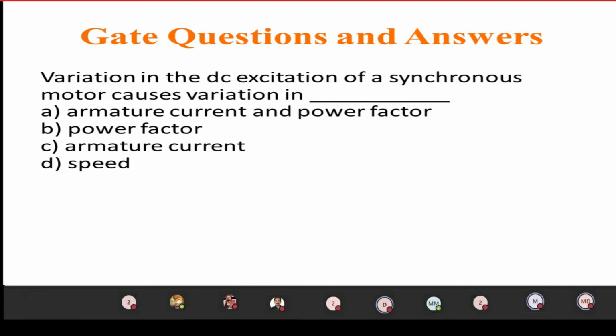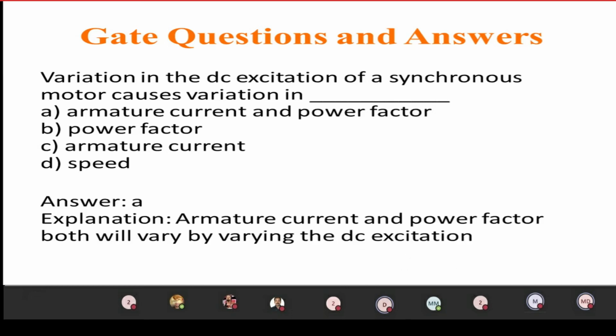The variation in DC excitation of a synchronous motor causes variation in: armature current and power factor; power factor; armature current; speed. When the excitation is changed, ultimately it is related to power factor. Due to the power factor change, it ultimately changes the armature current. So armature current and power factor both vary with the DC excitation.